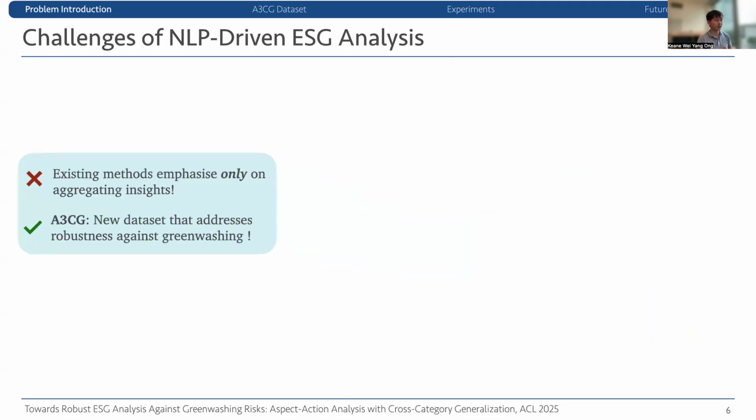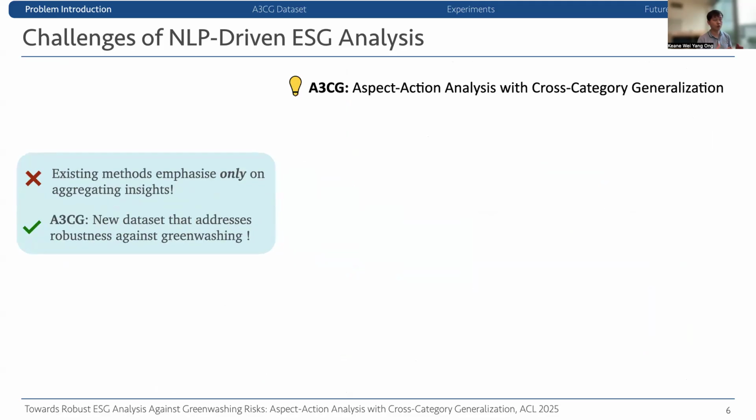So I just want to expound on this idea a little bit more with the novel problem setup that we have. It is called aspect action analysis with cross-category generalization. Essentially, within our problem statement, we would have a sustainability statement such as this, and the crucial task for the algorithm is to understand and extract what is the aspect within this sustainability statement, as well as to classify the action taken towards it. You can see here that the action taken towards the specific aspect of carbon emissions in this statement is planning, meaning that the company is planning to deal with the carbon emissions next year.